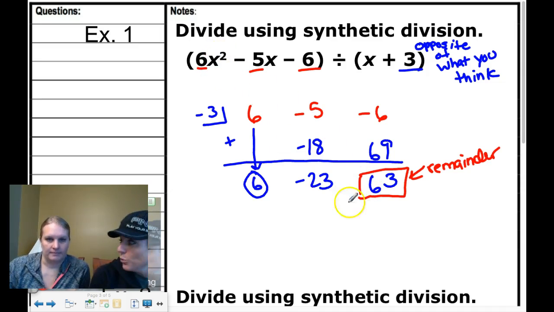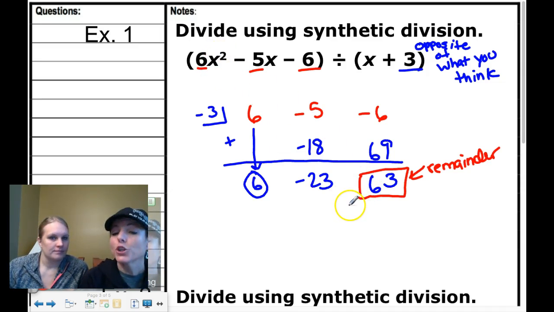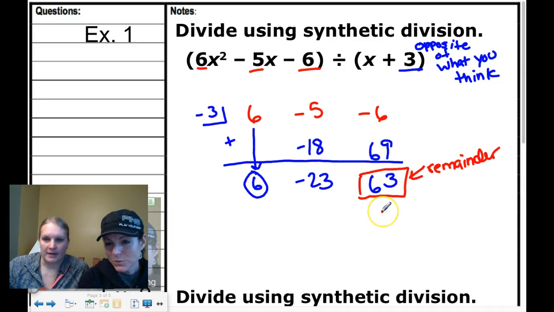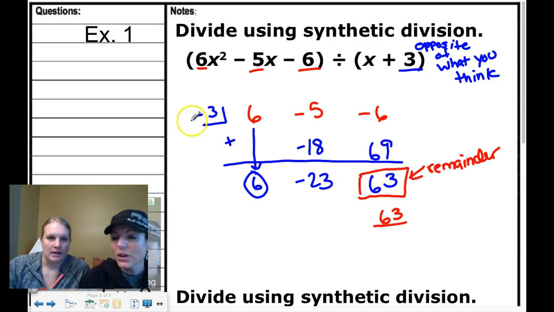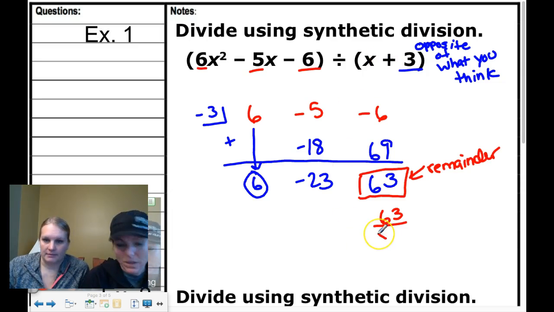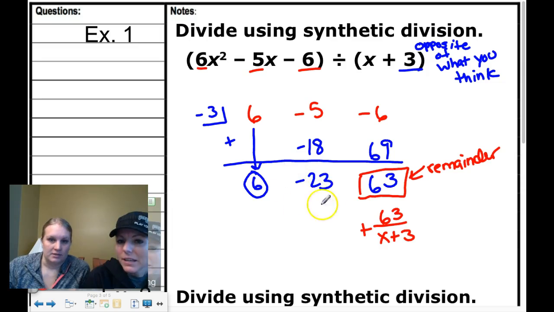Square. It's a 2. That means the degree of our quotient or answer will always be 1 less, which is 1, which would be an x. So let's read it backwards like Miss Boyd said. I always start with my remainder, which is 63 over the divisor, x plus 3. You have to write it like that. Then a plus sign. Then this is just our number. It's always our constant. So -23.